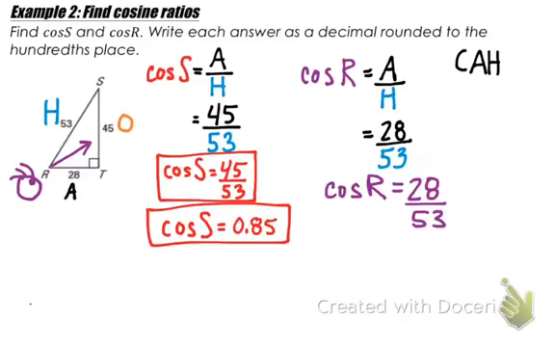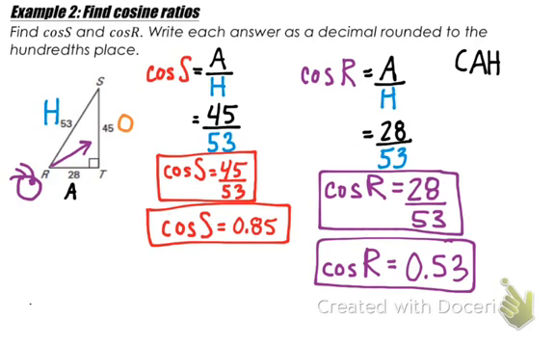But since again we want our answer as a decimal according to our directions, cosine of R is equal to 0.53. Again, both answers are correct. It just depends on what the directions are asking you to use or write your answer in. And that's how you find a cosine ratio.